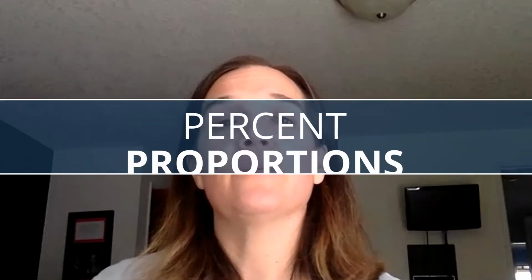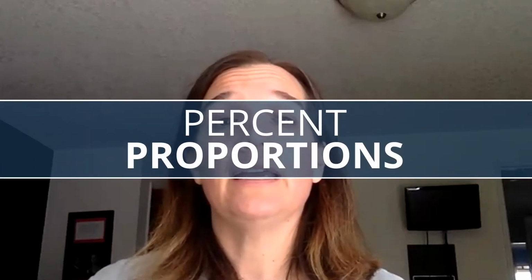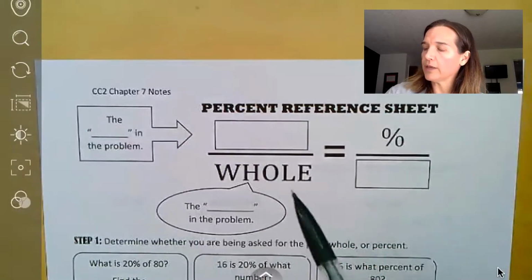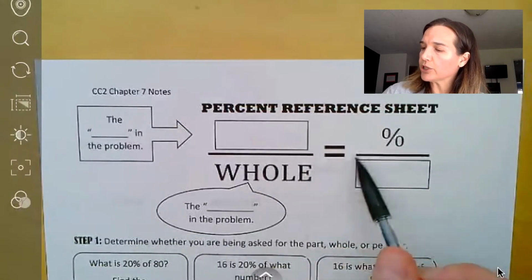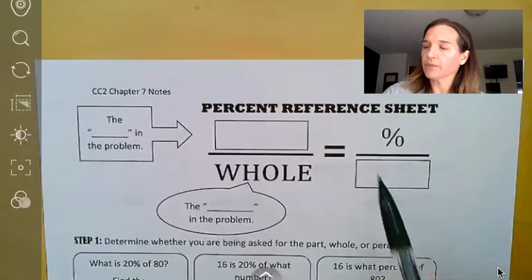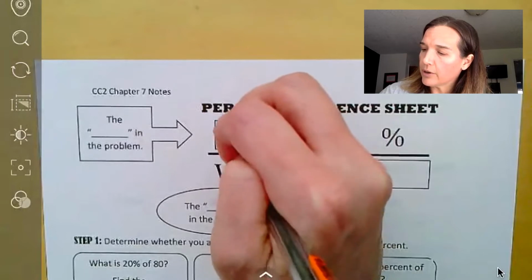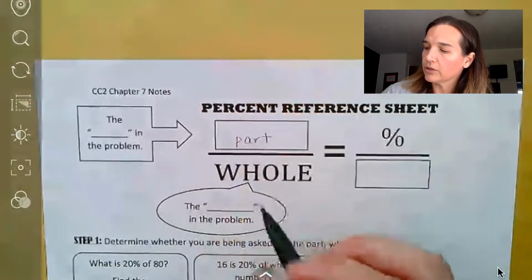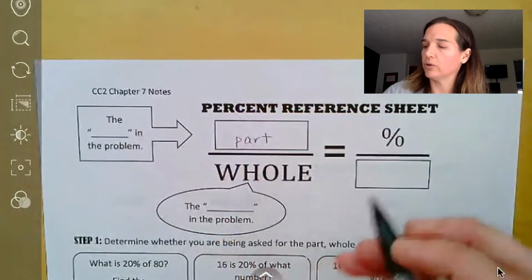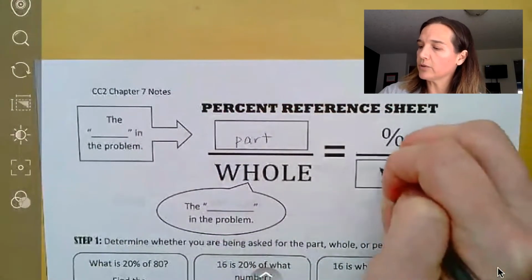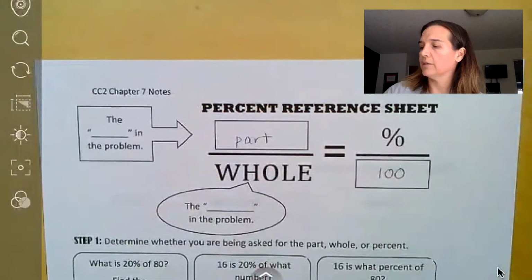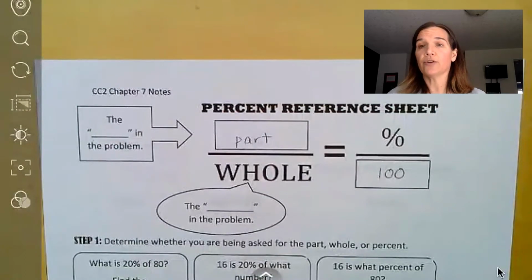Today we're going to look at the percent proportion, and we've already seen the percent equation. This is just another way to do those types of problems, and we're going to be using proportions to do that. So to start out, you're going to have a proportion, two fractions equal to each other, where you write the part that you're looking for over the whole number that you're looking for. And the percent always goes over 100. Percent means divide by 100.